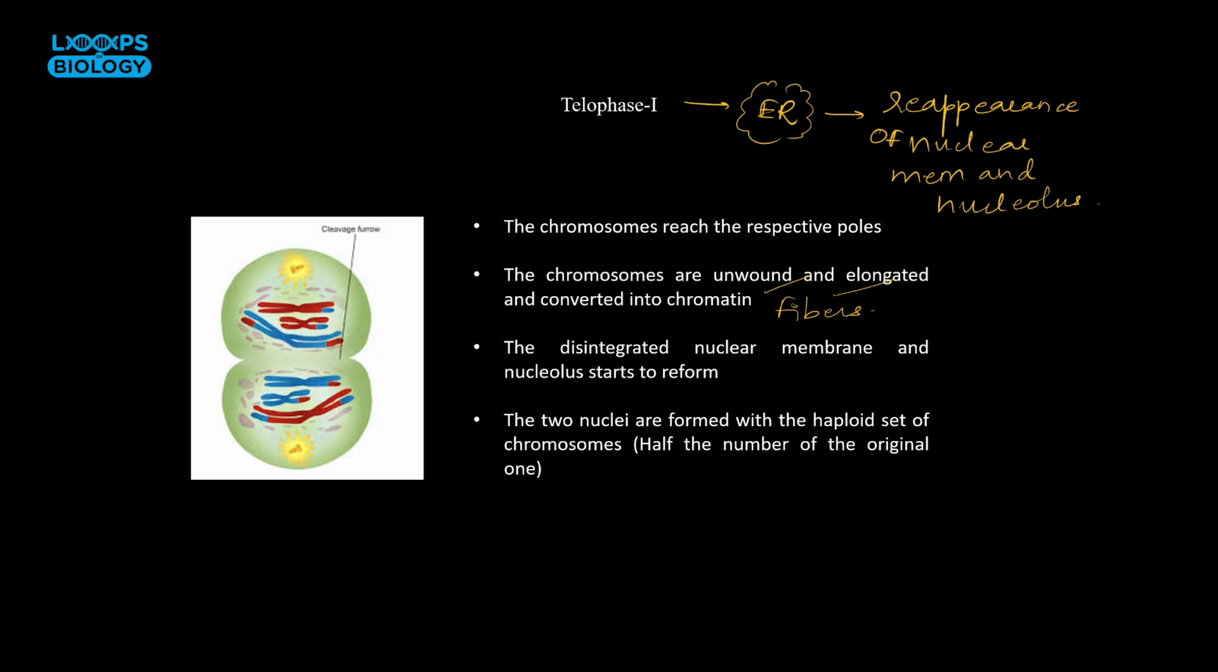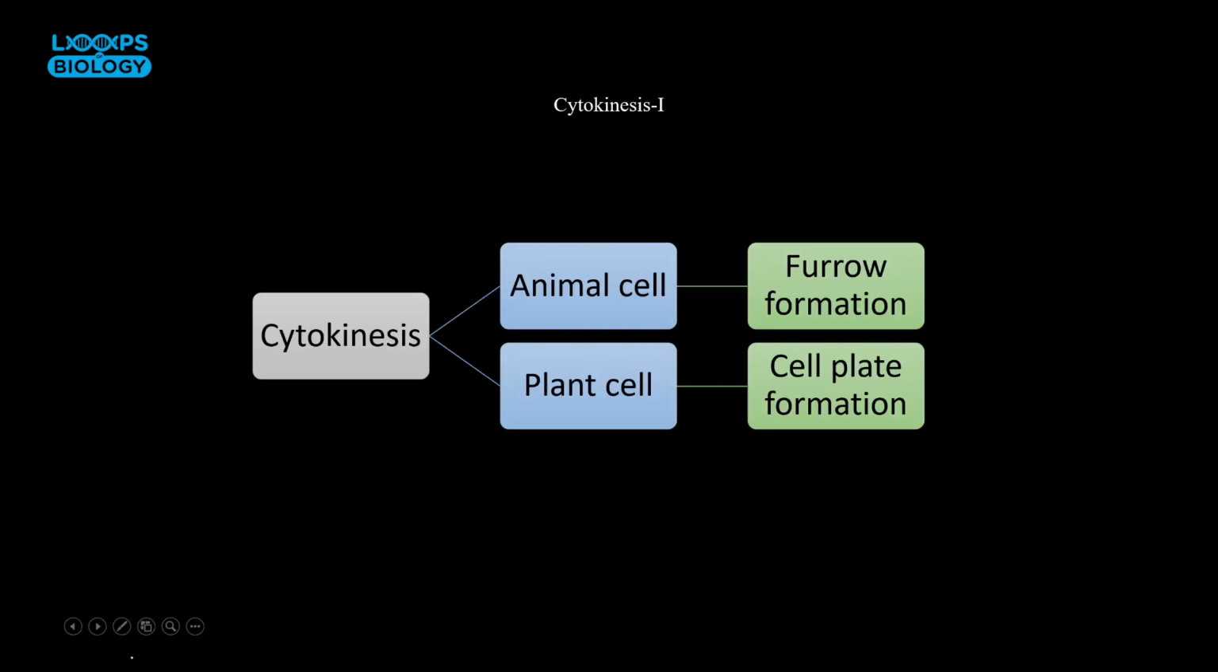Alright. So in this particular phase, as we have seen, meiosis 1 is a reductional division. So if I take a cell starting with 2N ploidy, at the end of meiosis 1 I am going to get 2 cells with the haploid set of chromosomes. This is one of the important cases for meiosis 1 only. Alright, so let's move to cytokinesis.